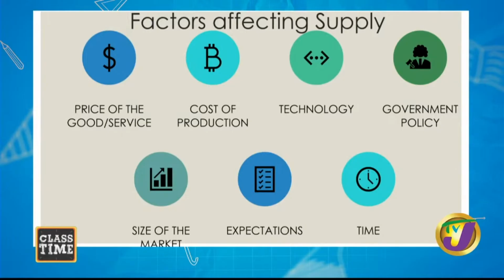So let's look at size of the market. If there's an increase in supply, you have a wide variety of persons supplying an item, that means there's a large supply over time that will be present within the market space. So the size of the market would actually impact the amount of supply at any given time.